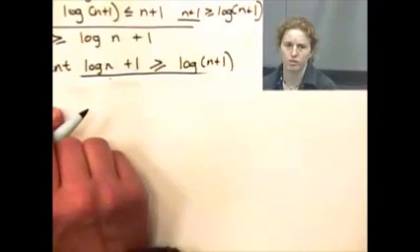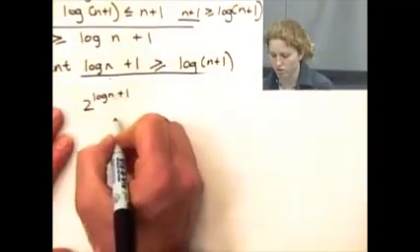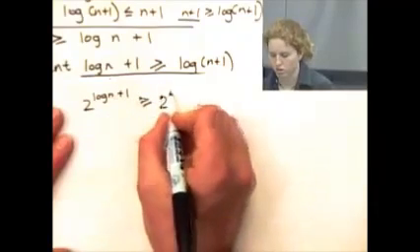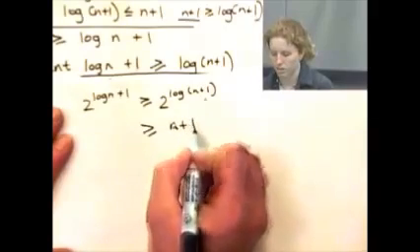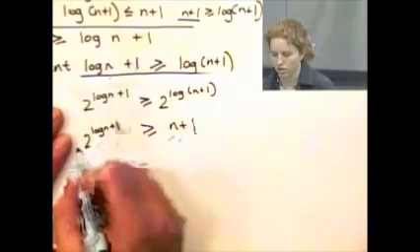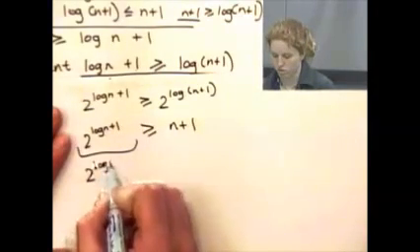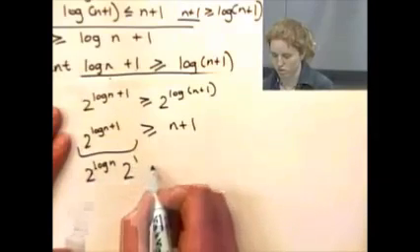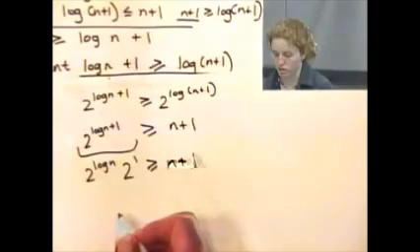Okay. I could raise both sides to the 2, right? 2 to the both sides. Let's try that. See what we get. On the right-hand side, I get n plus 1, right? On this side, I can separate this, right? 2 to the log n times 2 to the 1. That's the reason for that.